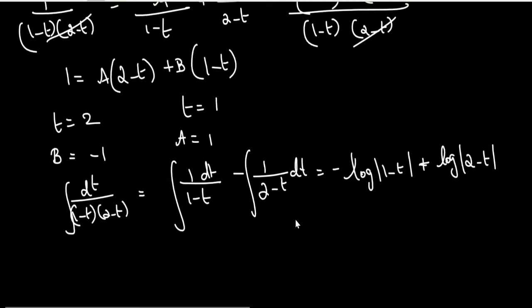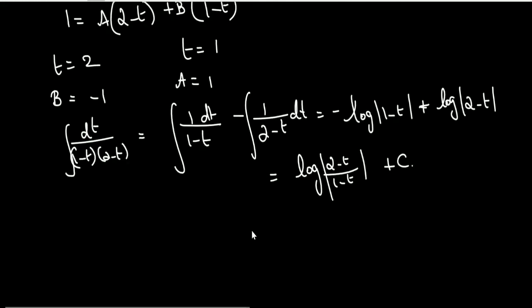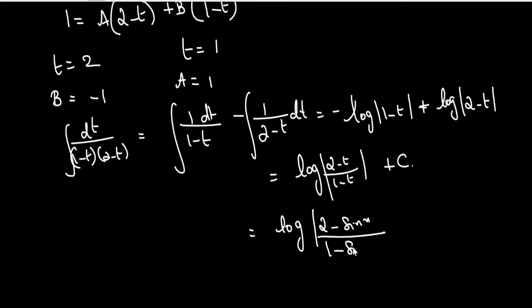So it is equal to log, you can use the quotient rule, plus, and here you have a minus. So log a by b, that is log 2 minus t by 1 minus t. So substitute for t now. T is sin x. So log 2 minus sin x by 1 minus sin x plus c.